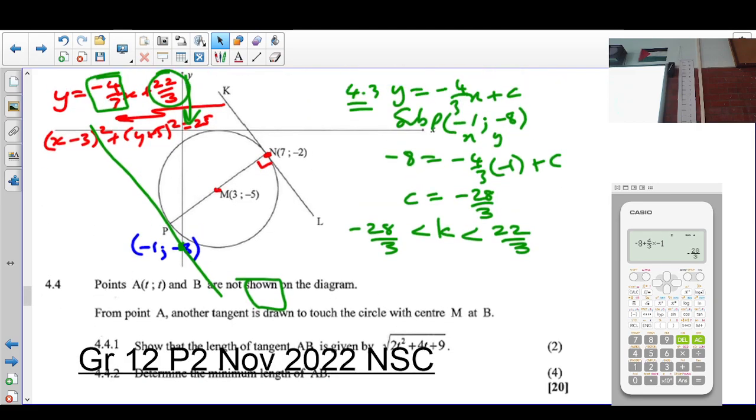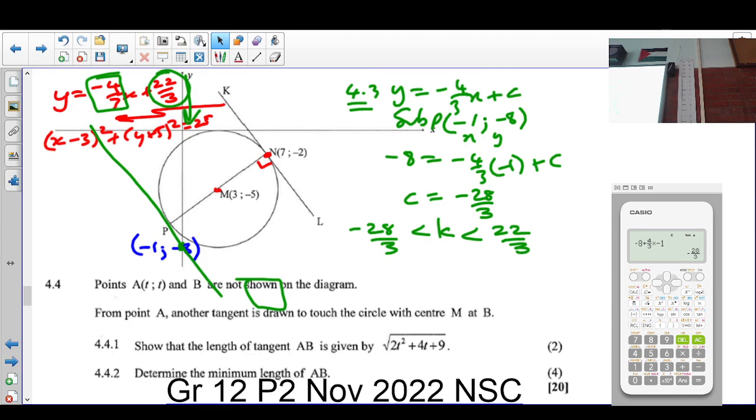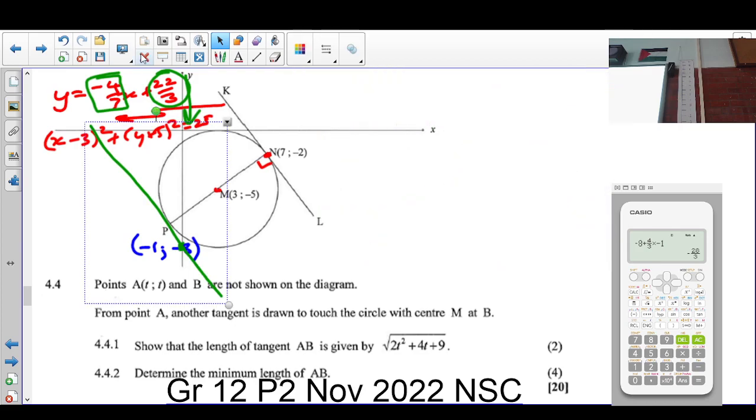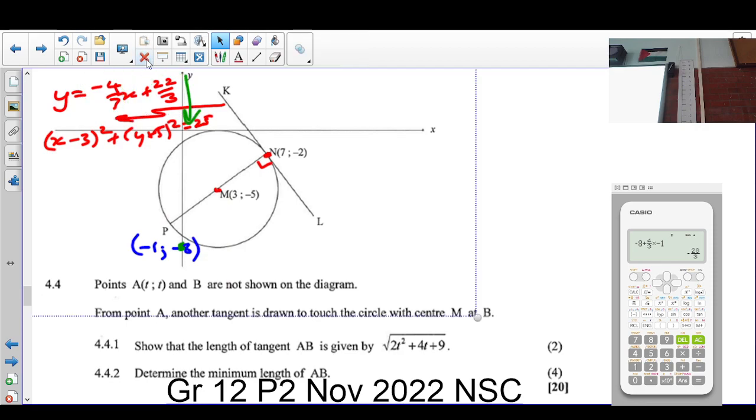Okay, so I'm going to take this off here. Everything in green is not needed now. Okay. Now in question 4.4, which is purple, in question 4.4 we are told point A, which is T and T.